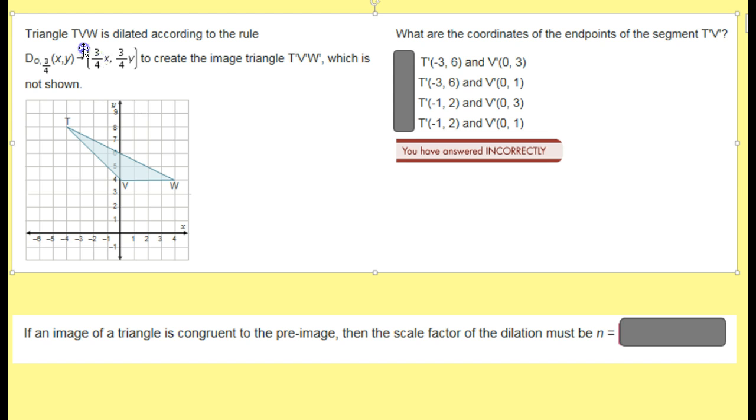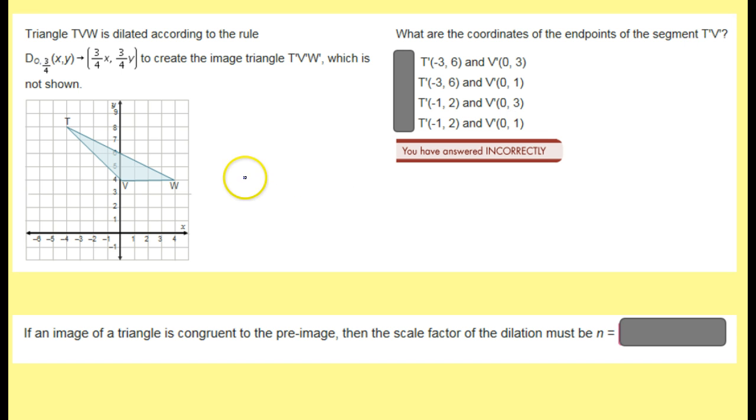All right, let's take a look at this one. We have triangle TVW dilated according to this rule, which takes every x and y and multiplies it by 3/4 to get a new x and y coordinate, which would be T prime, V prime, W prime, which is not shown. What are the coordinates of the endpoints of segment T prime V prime? Well, it looks like we just need to know the original coordinates of T and V. And then we'll just apply this little formula to it. So looking at T over here, I see it is -4, comma 8.